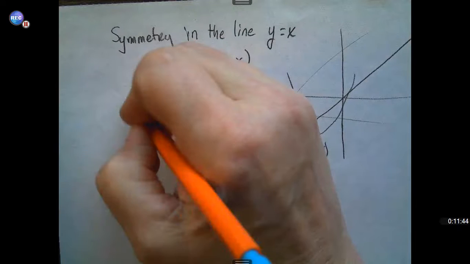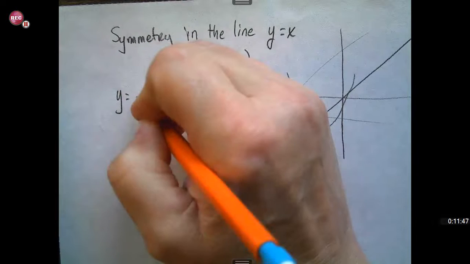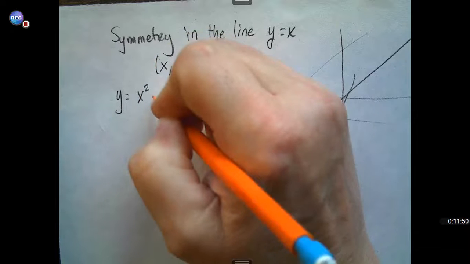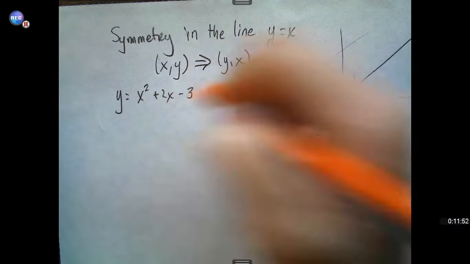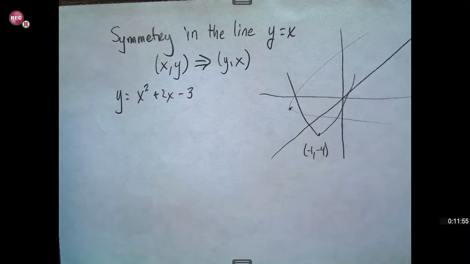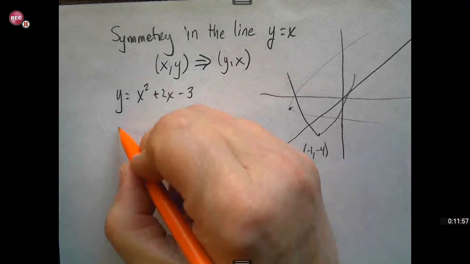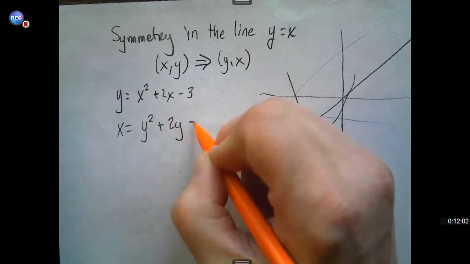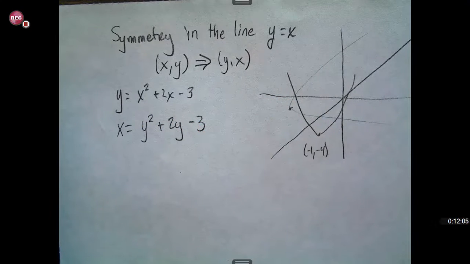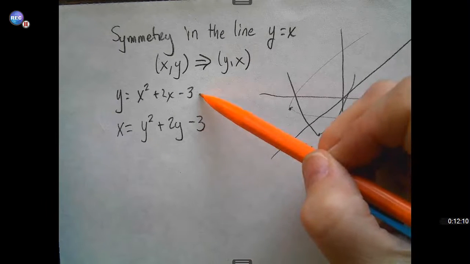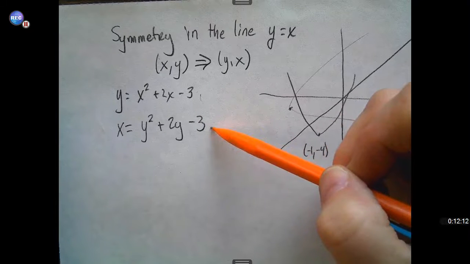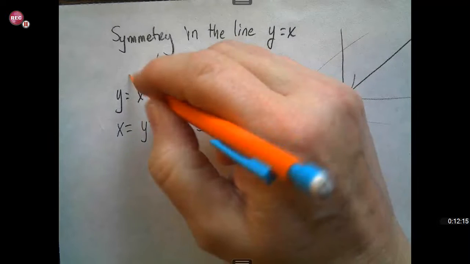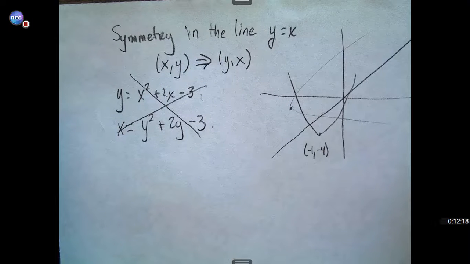So if I had my equation y equals x squared plus 2x minus 3, the way I check for symmetry is I interchange x and y. And if I do that, I get x equals y squared plus 2y minus 3. And obviously, those are not the same equations. This is a parabola that opens up. This will be a parabola that opens to the right. So no, there is no symmetry in the line y equals x for that function.